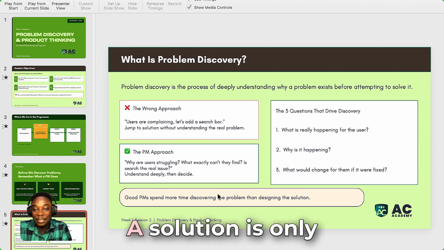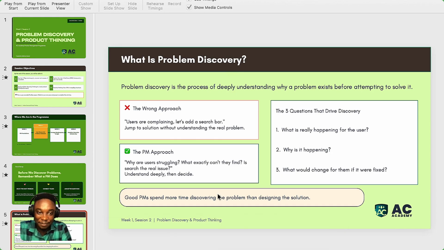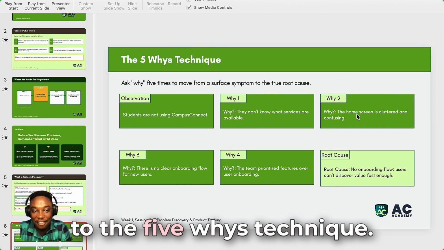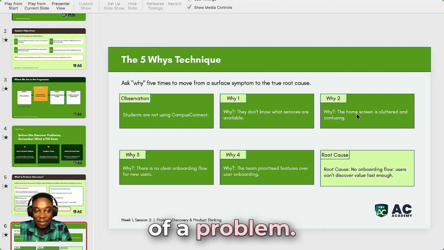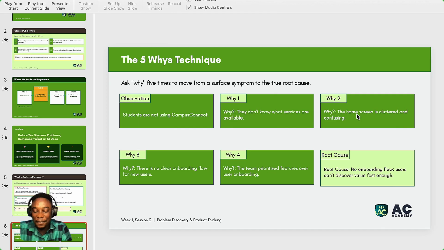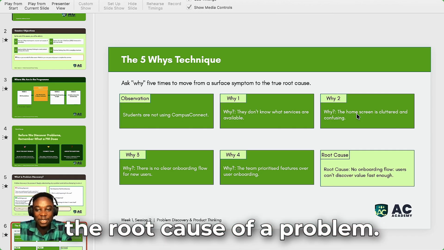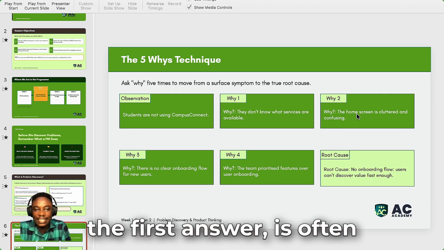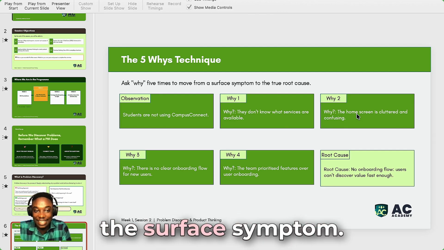So write this down. This is a quote. A solution is only useful when it solves the real problem. Yes, write that down. Okay, so let's move on to the five whys technique. Finding the root cause of a problem. Yes. The five whys technique is very simple. You ask why repeatedly until you get closer to the root cause of a problem. Very, very simple. So the idea is that the first answer is often not the real cause. It is usually just the surface symptom.